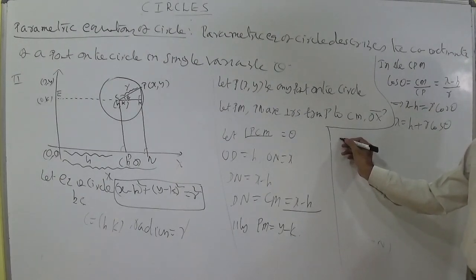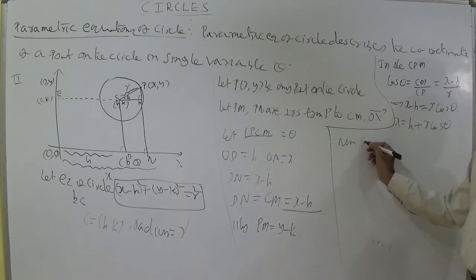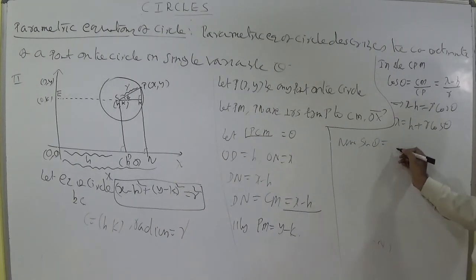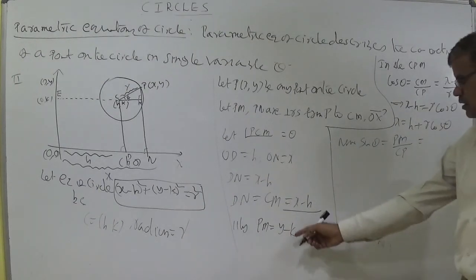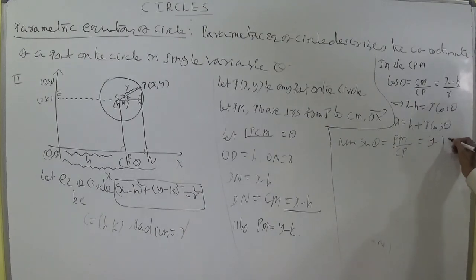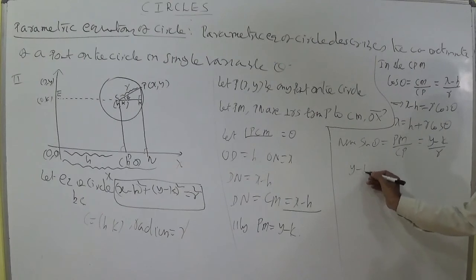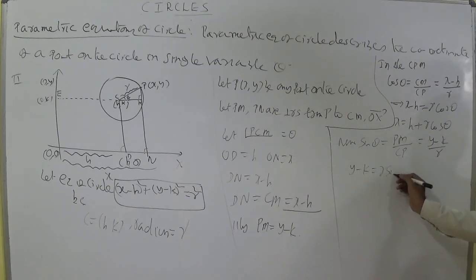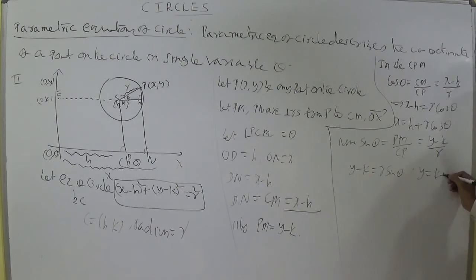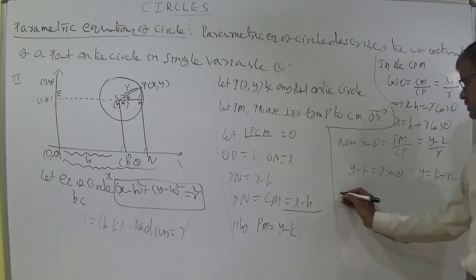Now in the same triangle, sin theta is equal to PM by CP. What is the value of PM here? I written y minus k. So you can write y minus k by r. Therefore y minus k is equal to r sin theta. Therefore y is equal to k plus r sin theta.